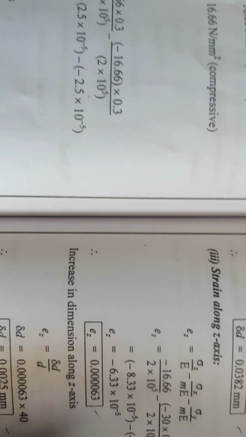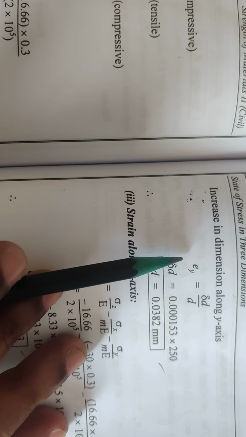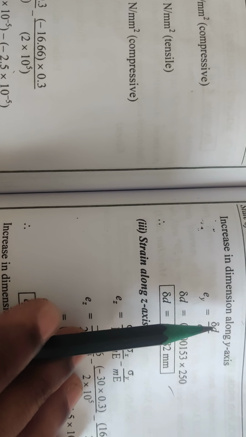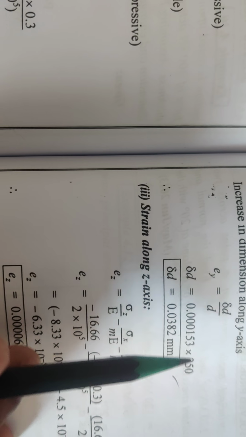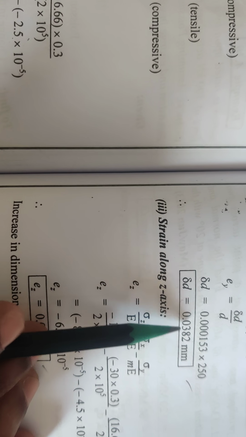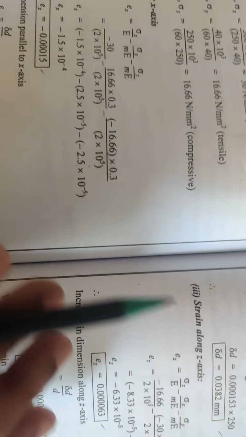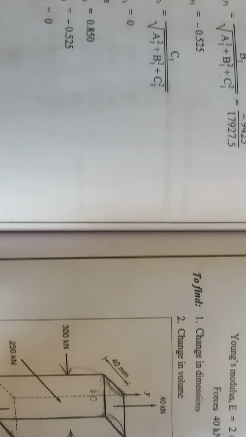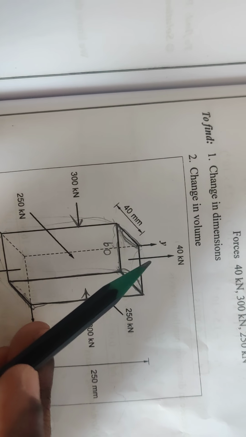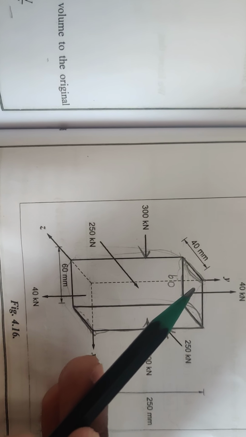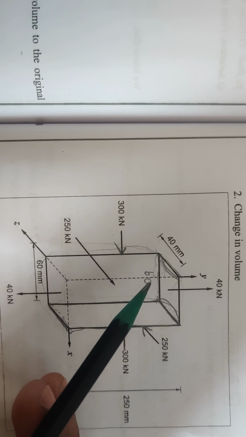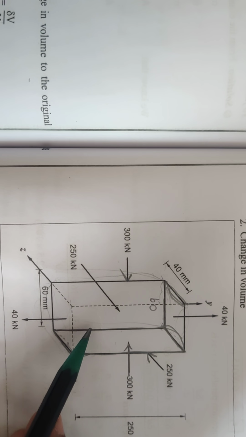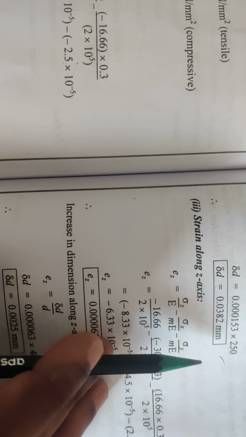Here we are getting the strain as a positive one, so because of that we are getting an increase in dimension. Strain is equal to change in dimension by original dimension, so change in dimension is equal to strain into original dimension, 0.00153 into 250. We are getting the change in dimension as 0.0382 mm. So in y direction we are getting an increase in dimension. In y direction we are applying a tensile force of 40 kilonewton on both faces, top and bottom. With tensile force, automatically there will be an increase in length, that is 0.0382 mm.